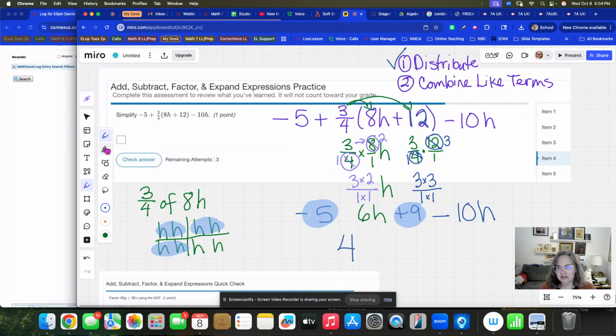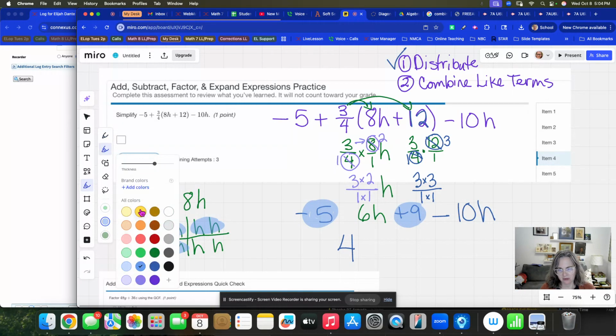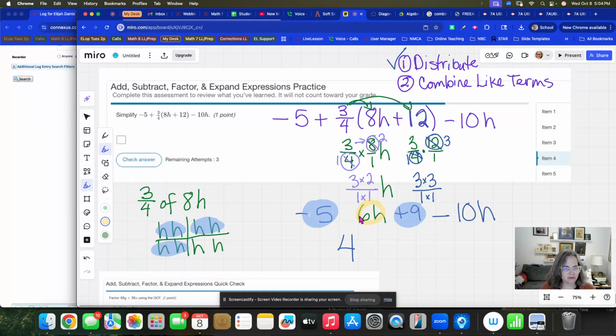Now I've got some more like terms. I have 6 h's right here, and I'm going to take away 10 of them. But I don't have 10. Well, I'm going to owe some h's. The store's going to be like, put those h's on our credit card. So I'm going to pay the 6 that I have, and then I'll still owe 4 of them. So minus 4h. Done.